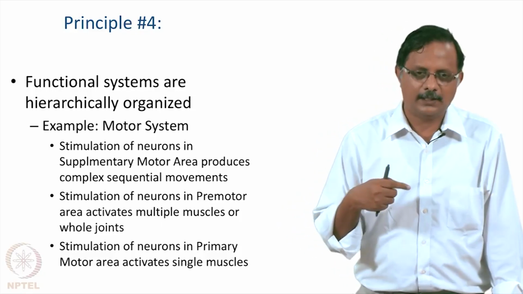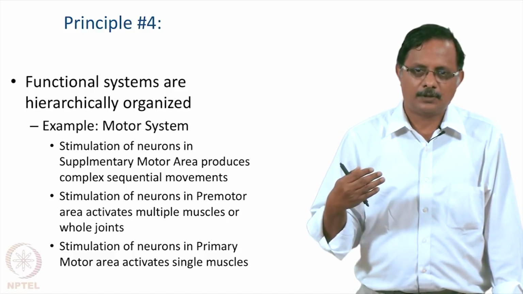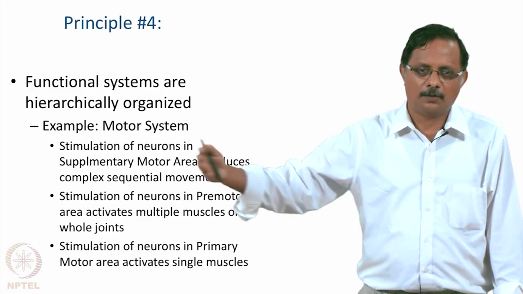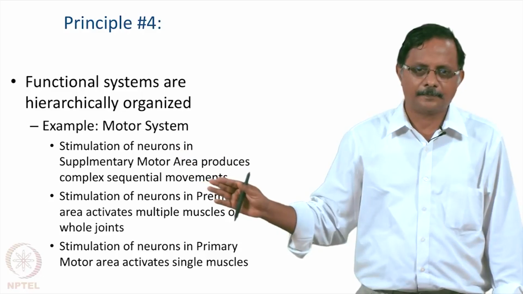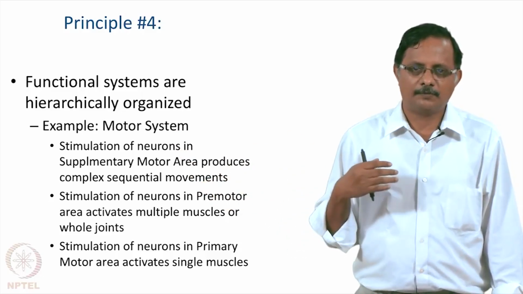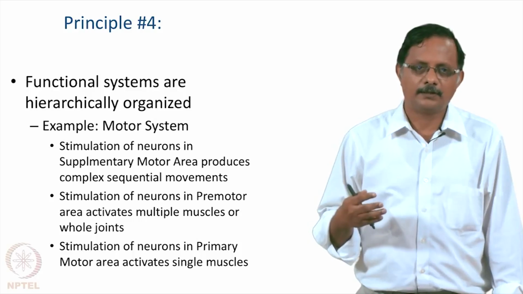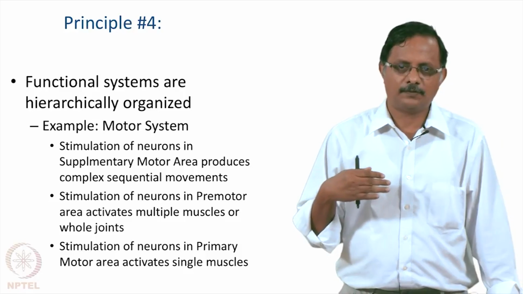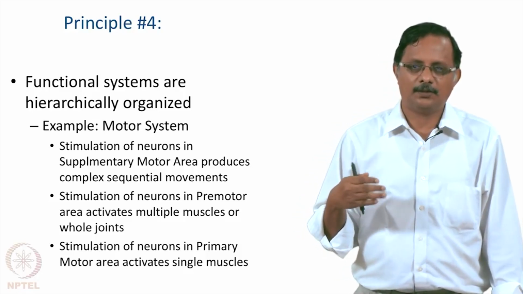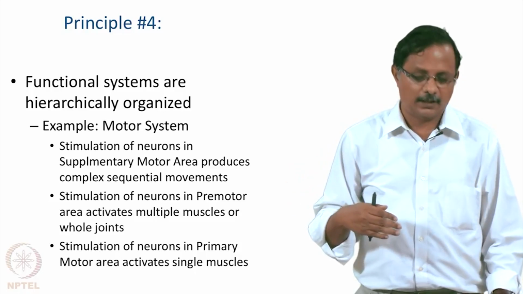Similarly, in the motor side, as you see in this slide, if you activate neurons of the supplementary motor area, it produces a complex sequential movement, like for example waving of hand or something like that. Or if you stimulate neurons of the premotor area, it activates maybe multiple muscles or a whole joint. Or if you come down further, if you activate neurons of the primary motor area, it might activate only single muscles. So, there is a hierarchy, right, in the control in the motor system.